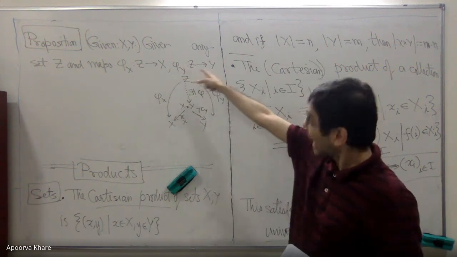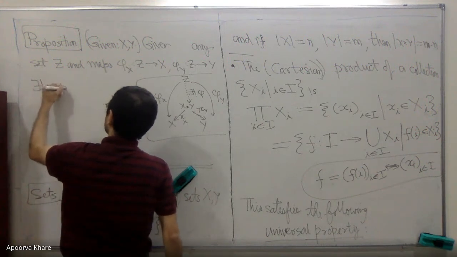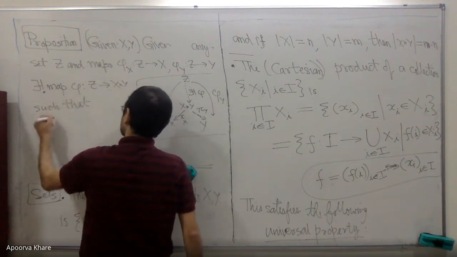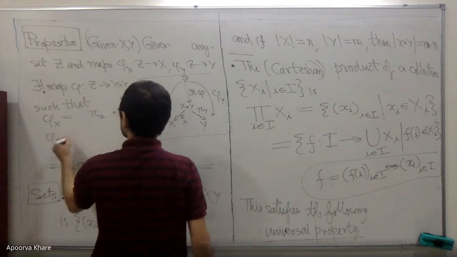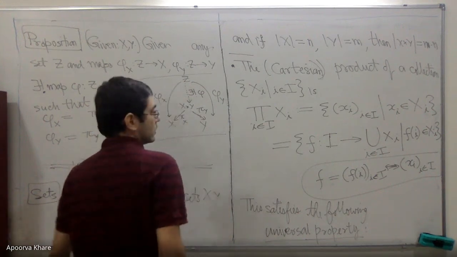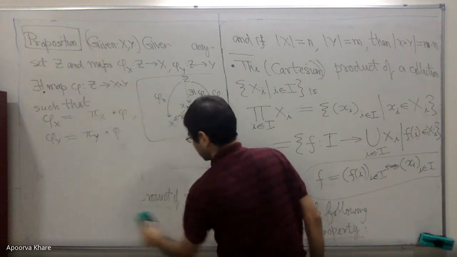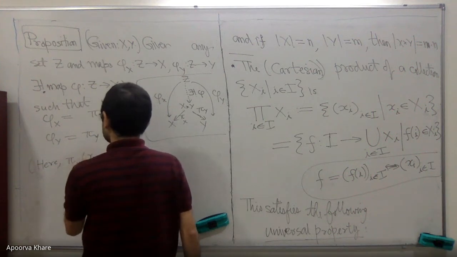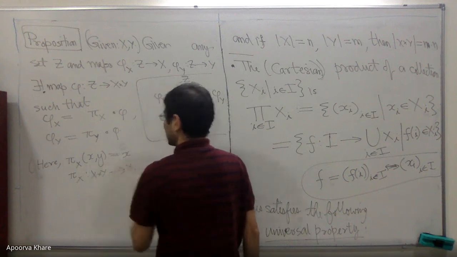So you are given these maps. Given this set Z and these maps, there exists a unique map phi from Z to X cross Y such that instead of taking phi_X, you could first have taken phi and then taken pi_X, and similarly for phi_Y. Oops, this is not little pi x, it's pi_X. And I should have defined pi for you, but I can just tell you here: pi_X of (x, y) is literally x. So this is a map from X cross Y to X, and similarly for pi_Y.